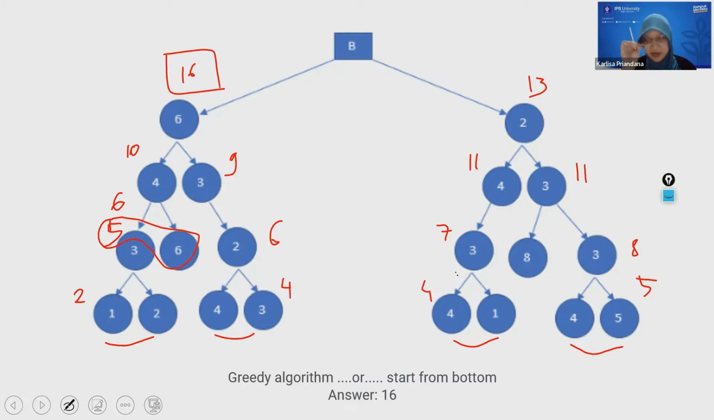So in this example, you can see that the greedy algorithm gives you the same answer as the bottom-up approach. So in this case, greedy algorithm works very well.